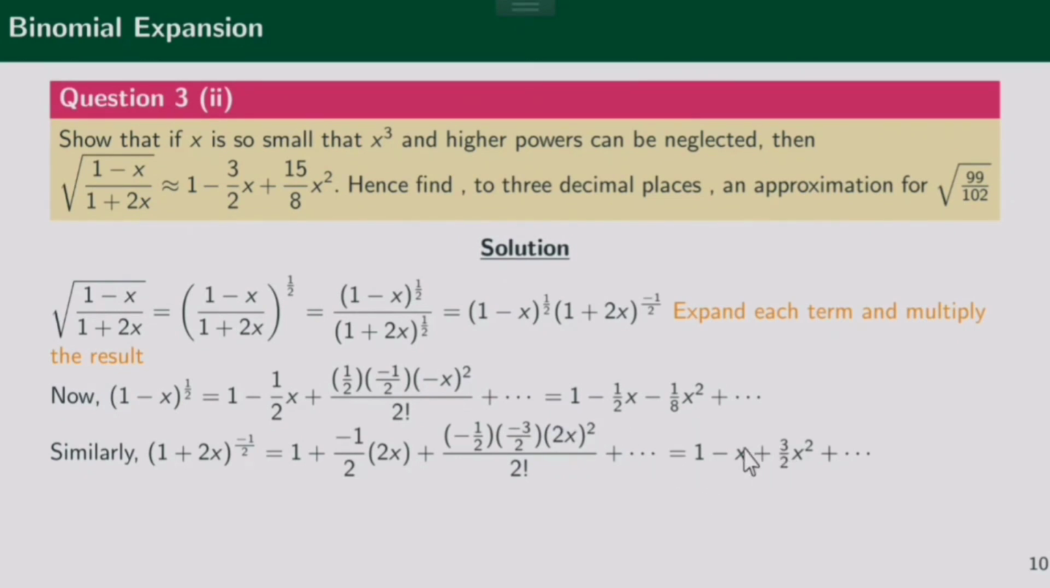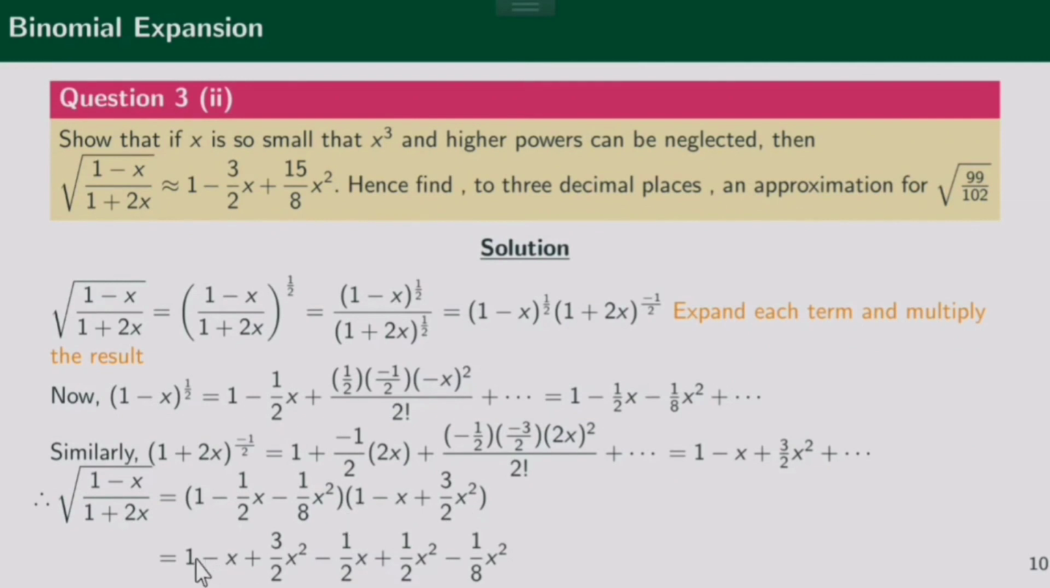Now that I have these 2 expansions, I have to plug them back here and multiply out that bracket. So the square root of this expression would be the product of this expansion. So I'm eventually expanding 1 minus half x minus 1 over 8x squared into 1 minus x plus 3 over 2x squared. Let us do the expansion together.